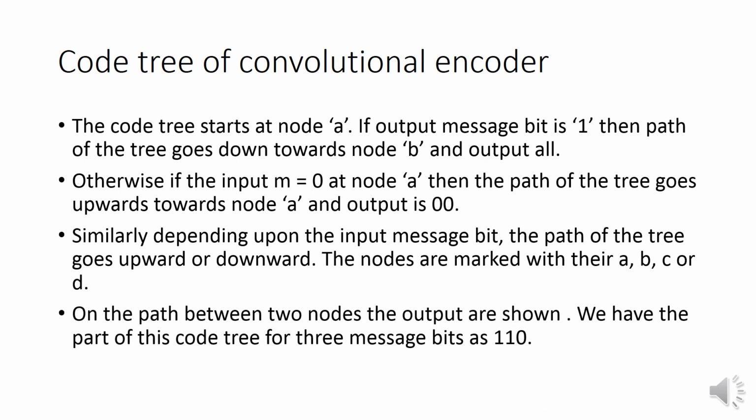The nodes are marked with A, B, C and D. On the path between two nodes, the outputs are shown. So the path of the code tree for the first 3 bits 110 is shown. So this is the code tree of the convolutional encoder. In that, we found that the branch begins to repeat after the third bit. This is shown in the figure. So the repetition starts at the third bit.